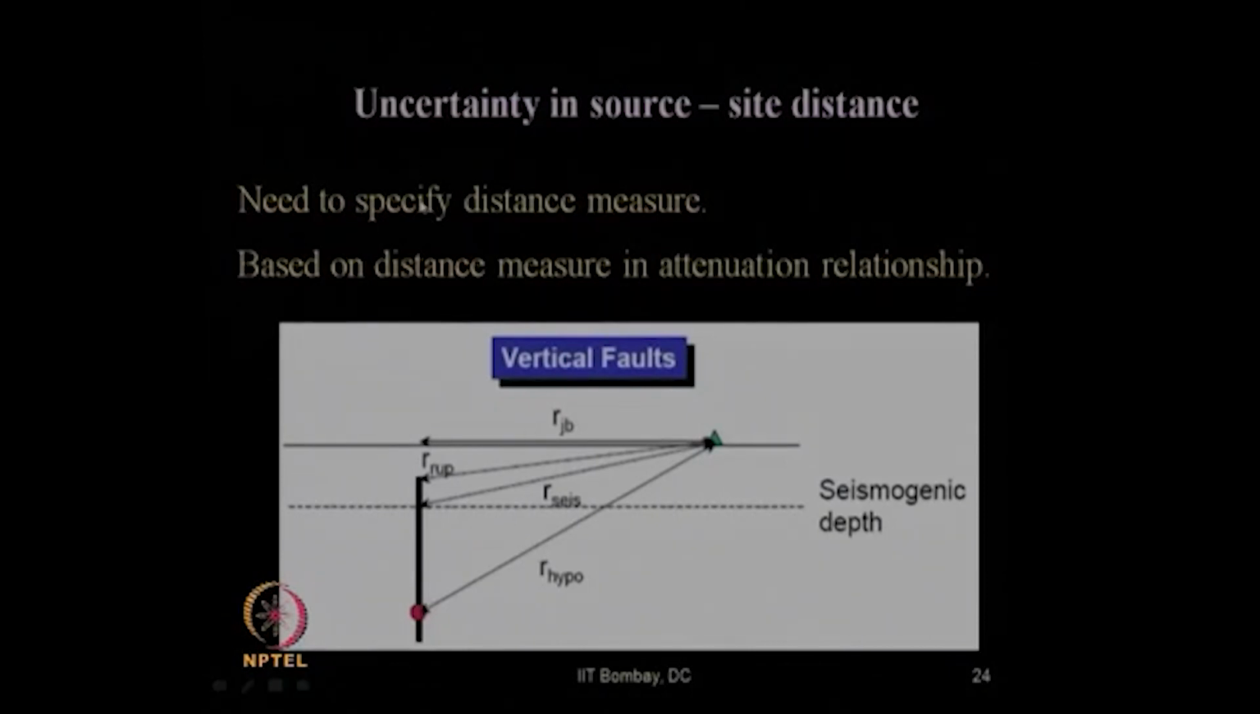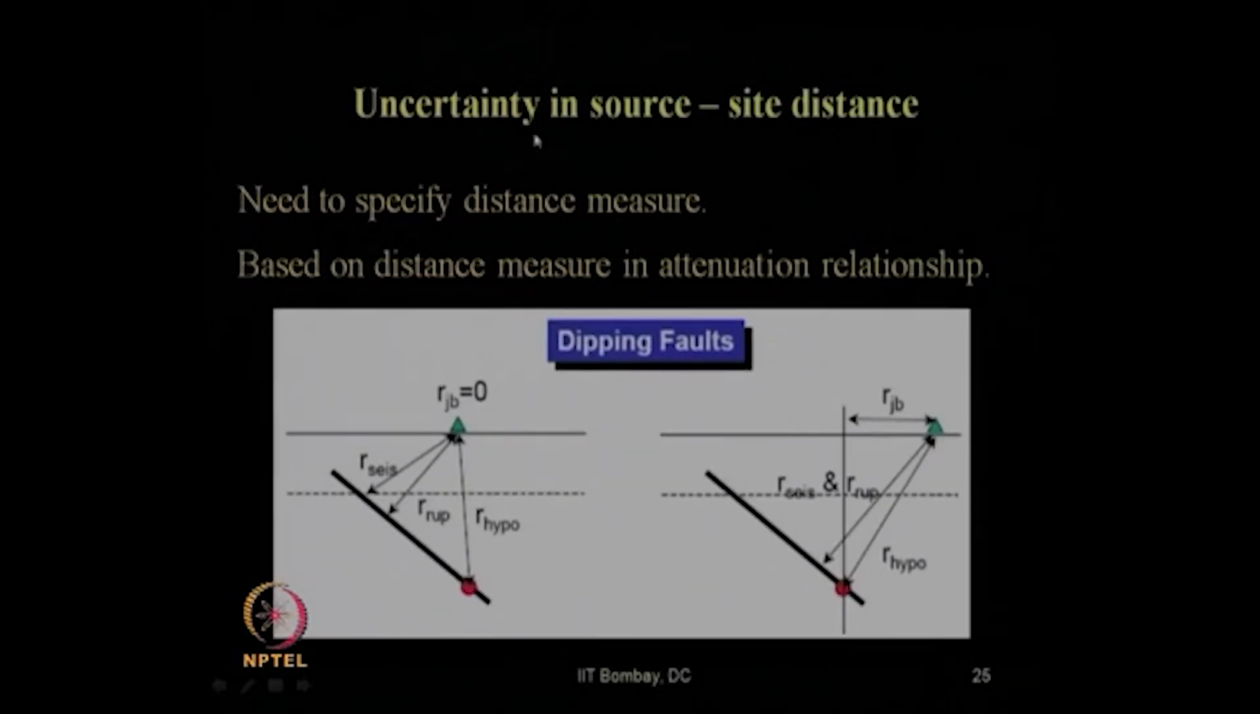Now, the first step is to identify the source to site distance. So, the uncertainty involved in the source to site distance we need to first look into. We need to specify the distance measure based on the distance measure in the attenuation relationship. Like if we have a vertical fault like this and this is the site of our interest, we can either have hypocentral distance, seismogenic distance, because this is the seismogenic depth, this is the rupture distance and this is the epicentral distance. So, any of these we have to use based on our corresponding attenuation relationship.